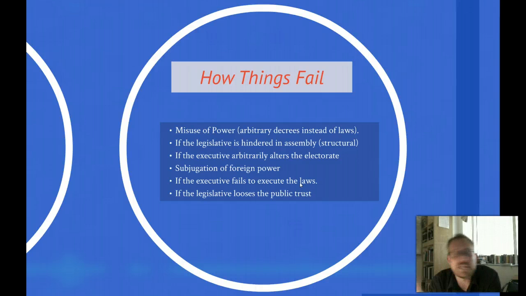I call this how things fail. Some of them include, number one, the misuse of power. Arbitrary decrees instead of laws, right? Think that if laws are set up that always entitle certain groups of people but disadvantage other groups of people, unfair, unjust laws, right? This is one of the ways.